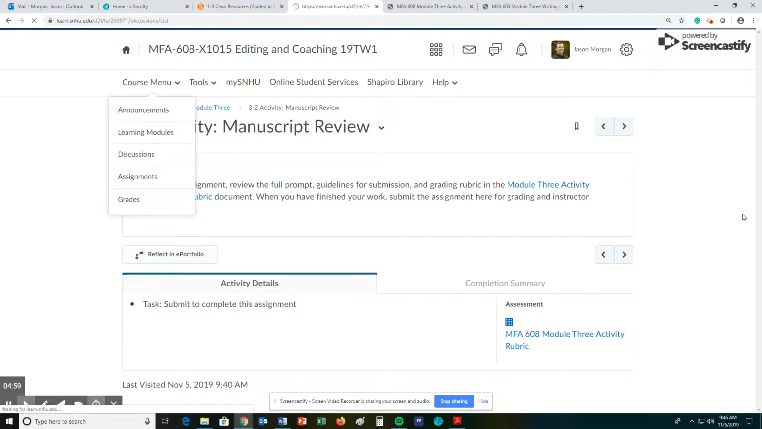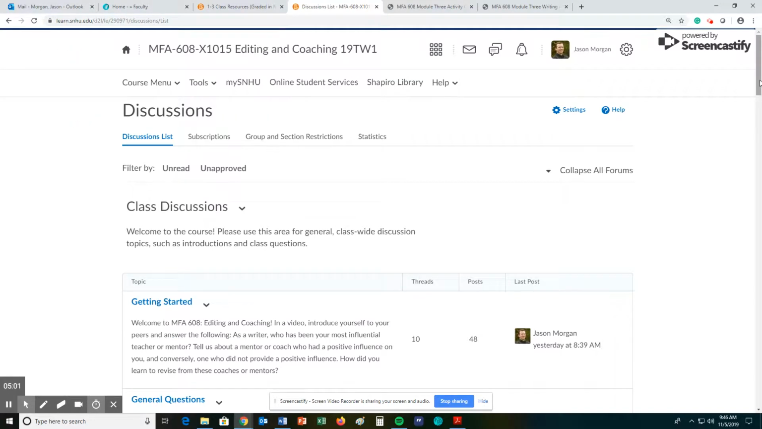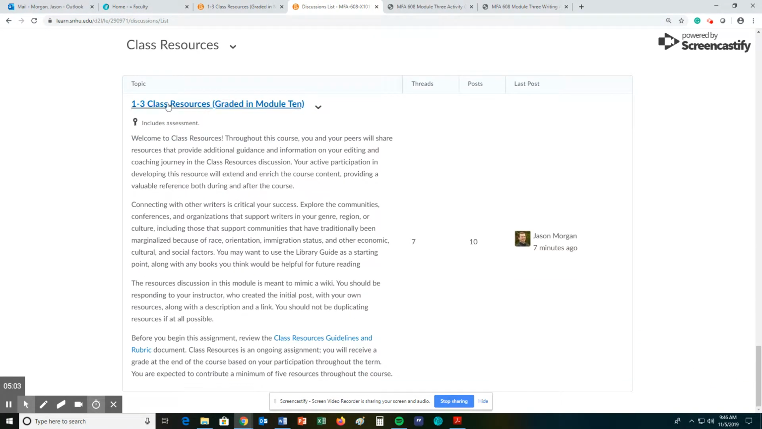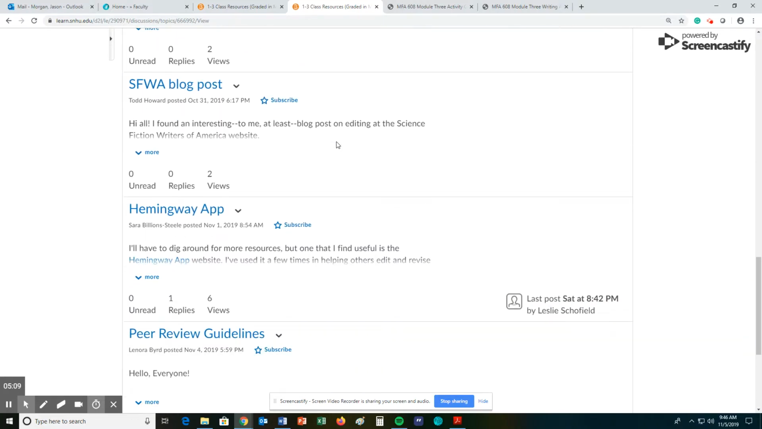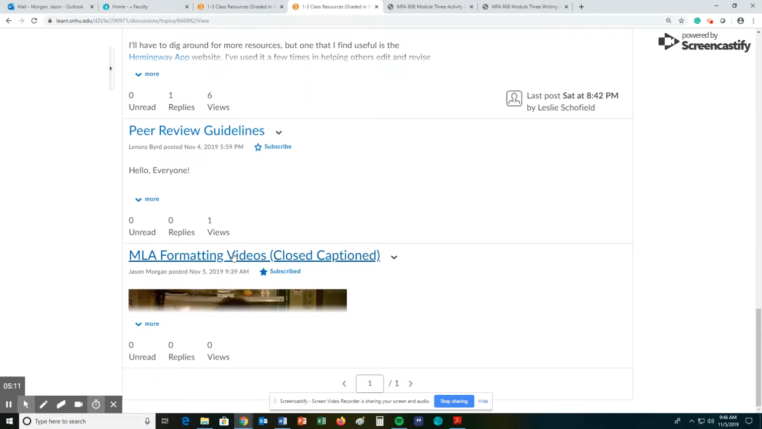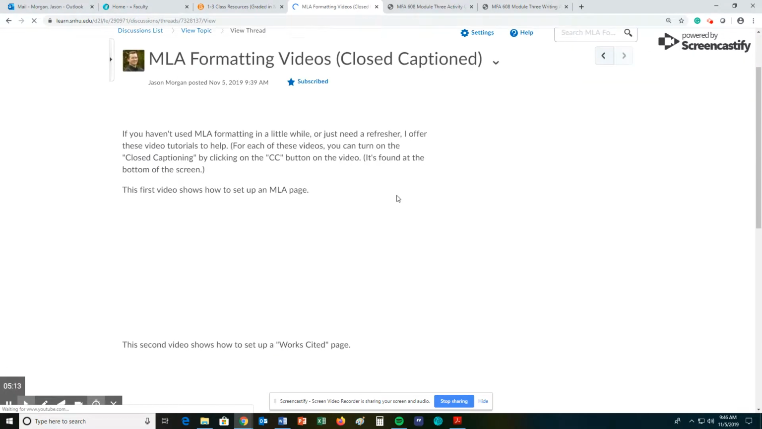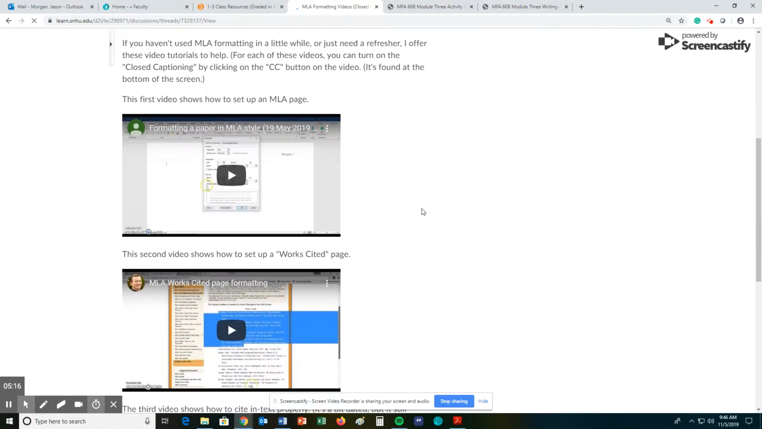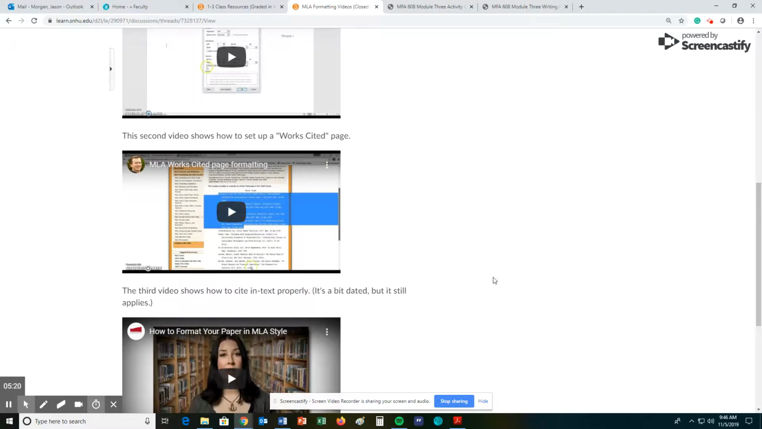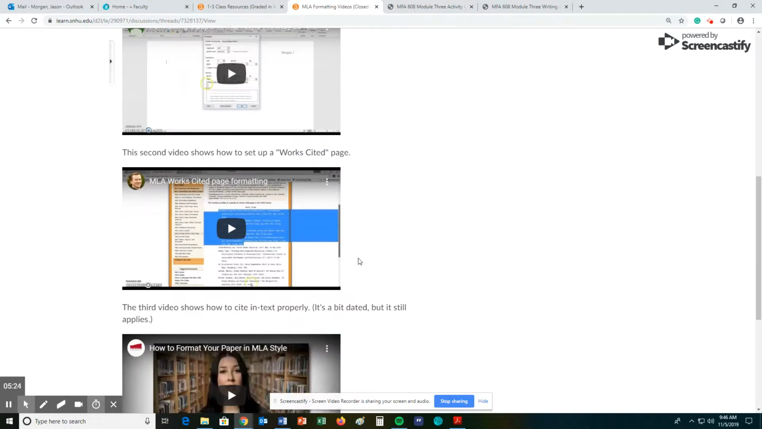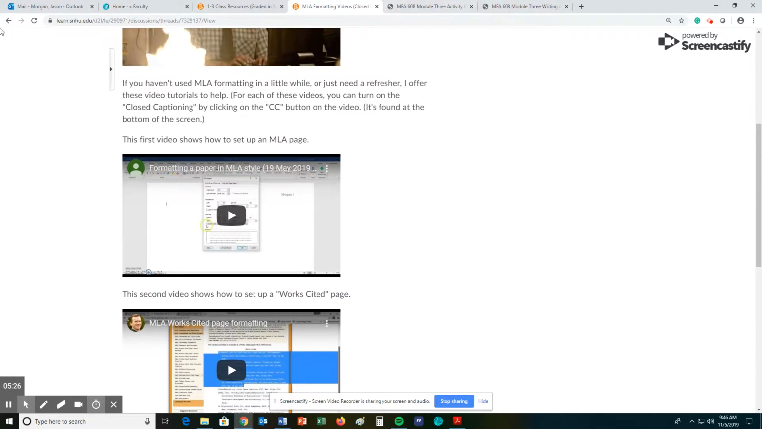If you go to discussions, and you go down to 1-3, the graded class assignments, of the class resources, I have posted, ta-da, there are 3 videos here that help you with MLA formatting. This one walks you through step by step on how to format it. This shows you how to do a works cited, and this shows you how to do in-text citation. So there is the refresher you need for MLA formatting.